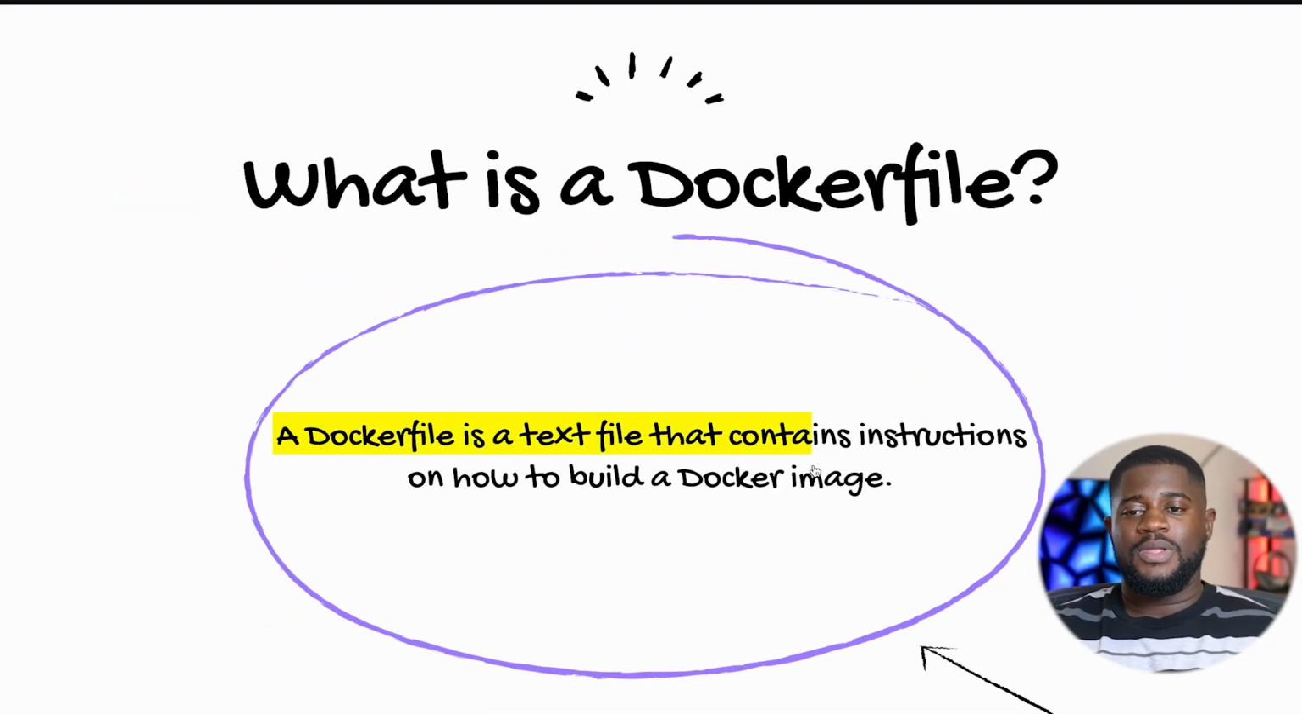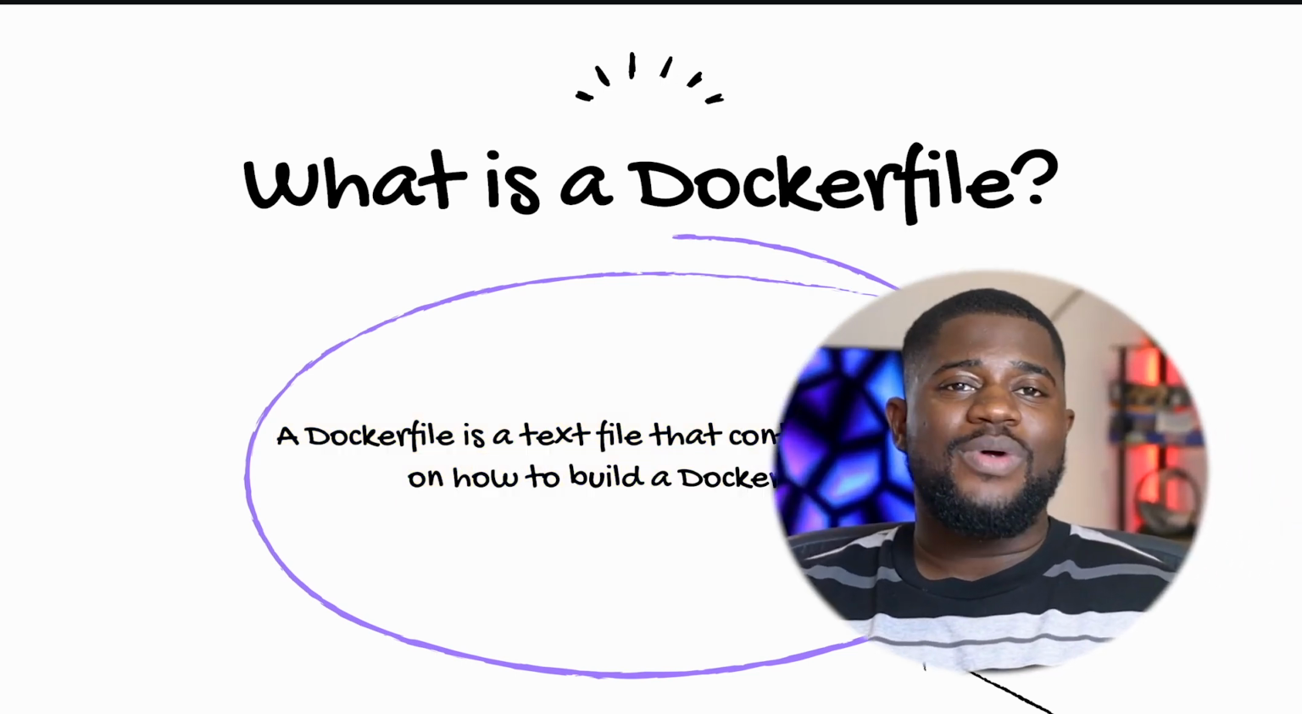What is a Dockerfile? A Dockerfile is a text file that contains instructions on how to build a Docker image. It's like a recipe that Docker follows to build your image. So just as a recipe provides you with a list of ingredients and step-by-step instructions to prepare a dish, a Dockerfile contains a list of instructions to create a Docker image. And this makes it easy to replicate and distribute applications anywhere Docker is supported.